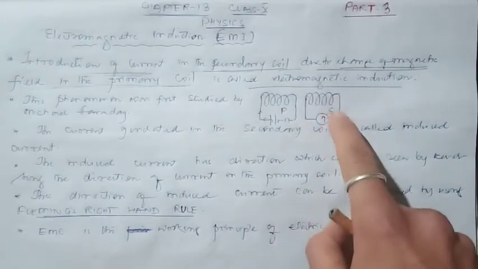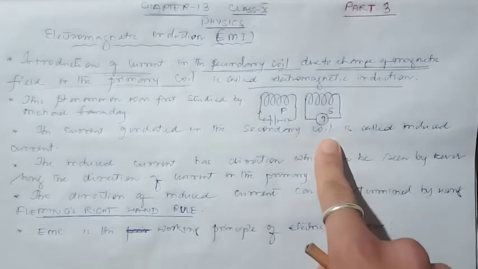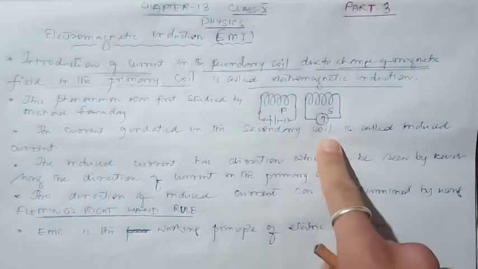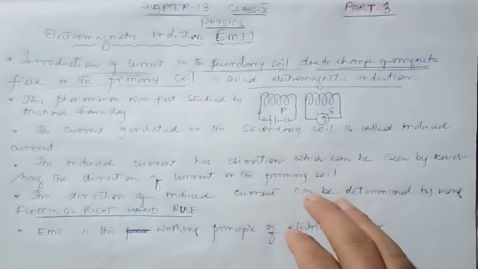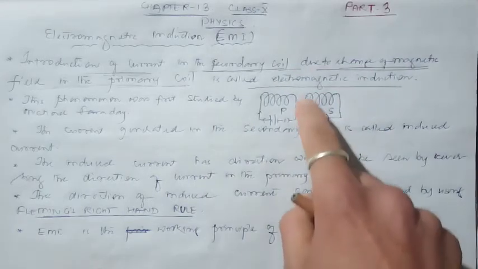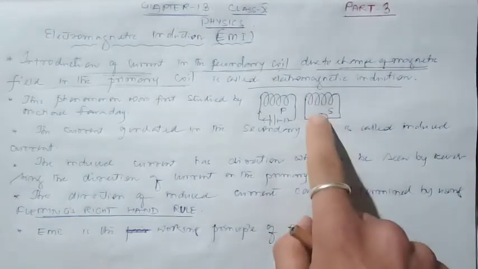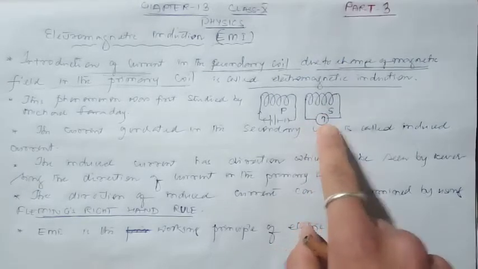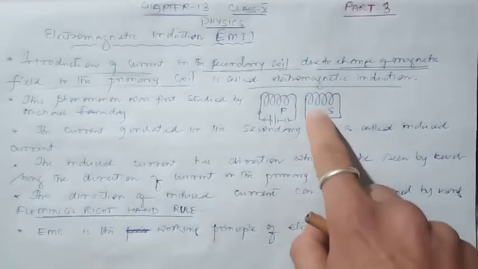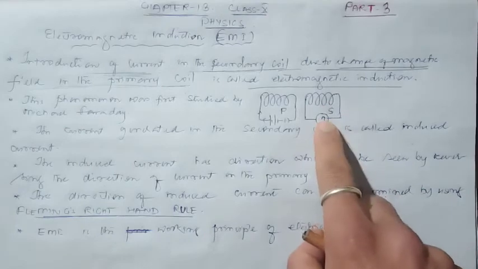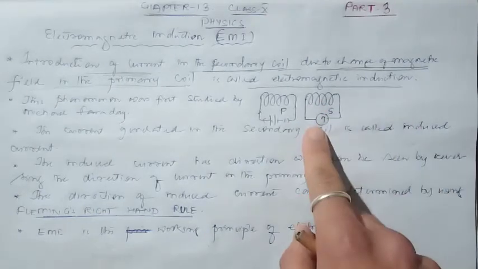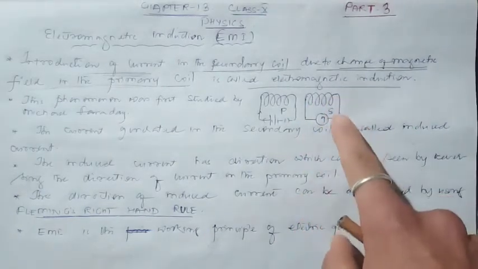How do you know the current flows through this coil? Because we have a galvanometer. The galvanometer will detect the flow of current. We can see the galvanometer deflection. So galvanometer deflection means current flows. Now students, there was no source of current in this secondary coil. There was no cell, there was no battery connected, but still the current started flowing. We saw the deflection of the galvanometer, indicating the flow of current in the secondary coil.